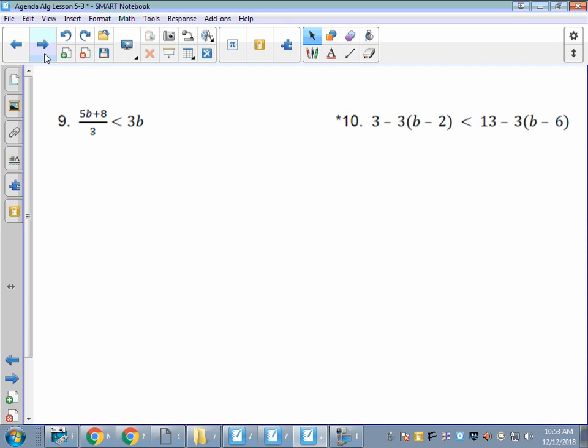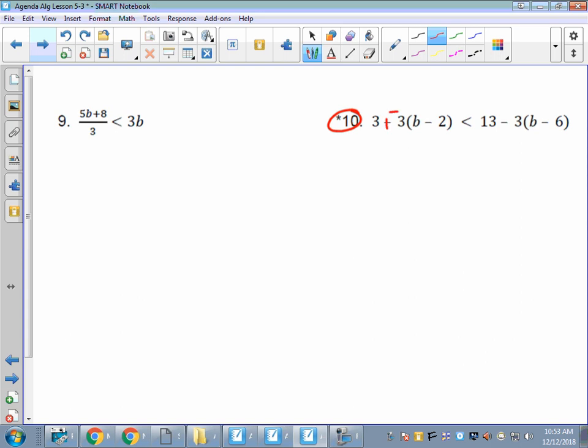Let's go number 10 here, just because it has a lot of action to it, a lot of stuff, and some parentheses to work with. So let's work on that one. The first thing we're going to do is get rid of those groupings, so we're going to distribute on the left-hand side.